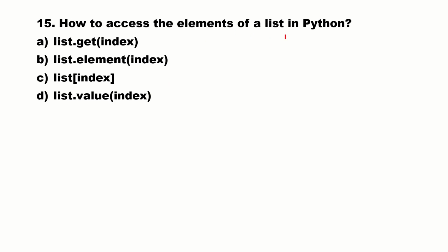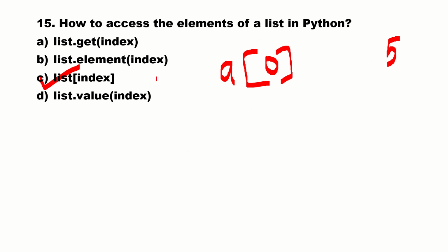How to access the element of a list in Python? How can you access an element in a list? See, list[index]. This is the correct syntax. List[index] will give you the element at the index. For example, if A is the list and you are asked to find the index 0, what will it return? It will return what is at index 0. Suppose A[0] has 5, then it will return the element 5. So in order to access an element of a list, we use list[index]. Okay.